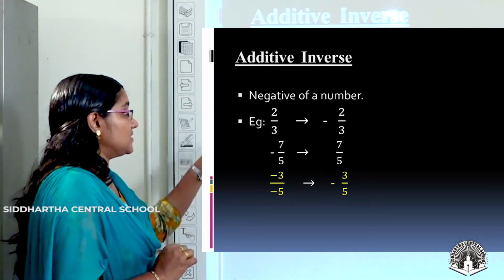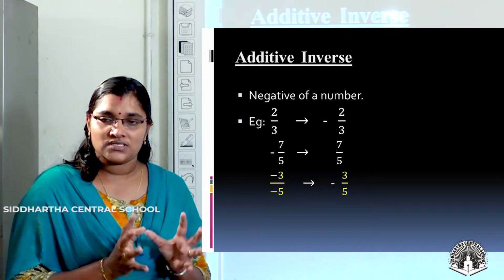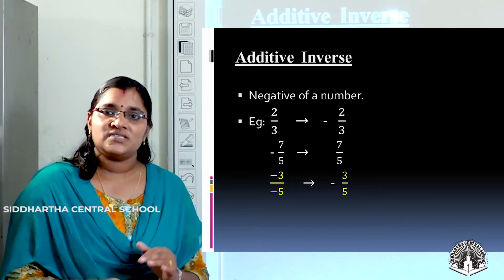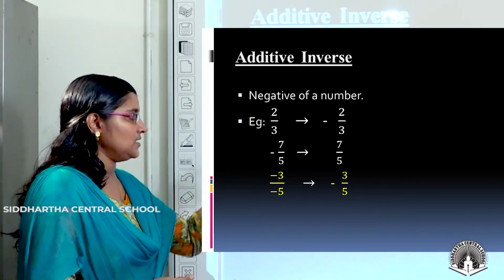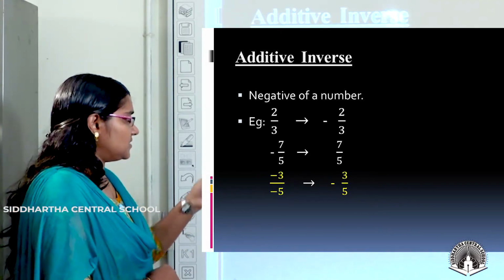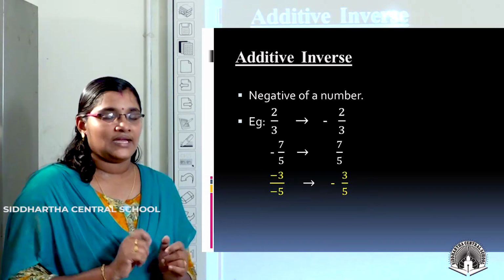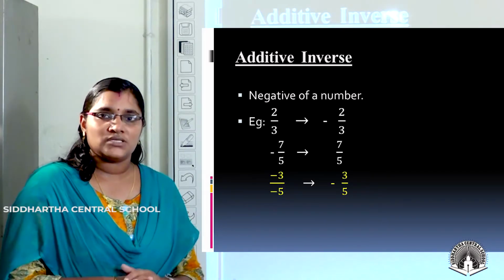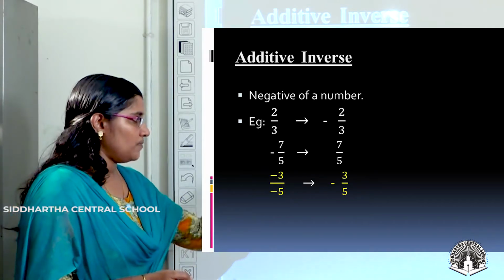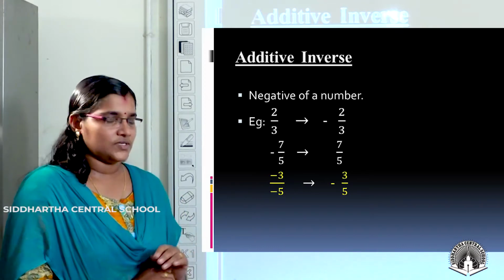Okay. One example, 2 by 3. 2 by 3 is a positive number. So the opposite of positive is what? Negative. So minus 2 by 3 is the additive inverse. The next example, minus 7 by 5. Minus 7 by 5 is a negative number. So what is the opposite of minus? Plus. So plus 7 by 5 is the additive inverse.